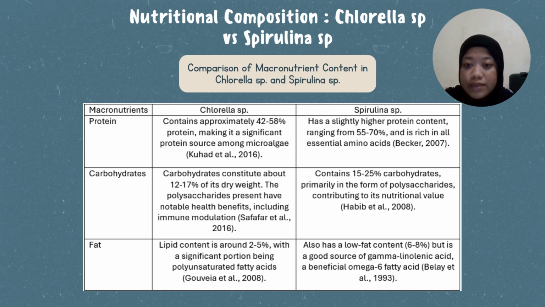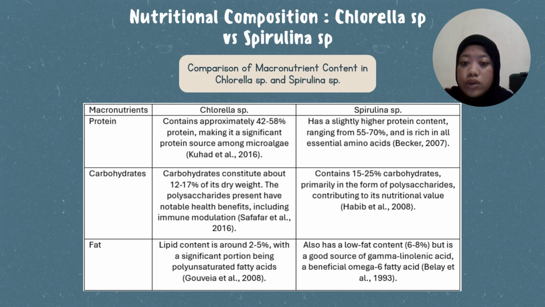For the next macronutrient type, which is carbohydrate, in chlorella, carbohydrates constitute about 12 to 17% of its dry weight. The polysaccharides present have notable health benefits, including immune modulation. While spirulina contains 15 to 25% carbohydrate, primarily in the form of polysaccharides, contributing to its nutritional value.